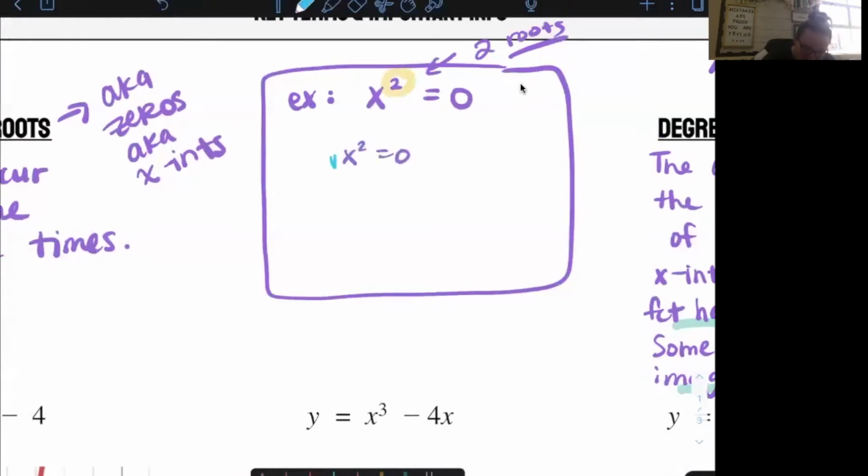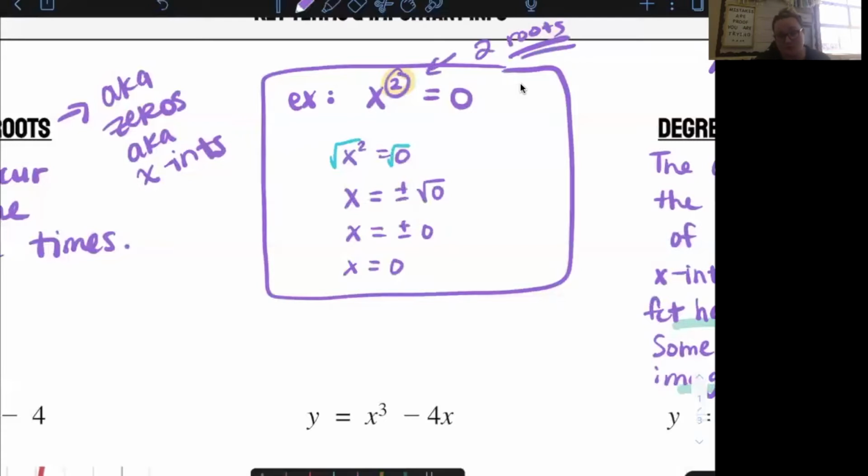If I square root both sides, technically I'm going to get plus or minus the square root of 0. But the square root of 0 is just 0. And positive 0 and negative 0 are just 0. So it looks like I only have one solution, x equals 0. Well, what's happening though is that I have this one solution twice. Because I have degree 2, I need 2 roots.